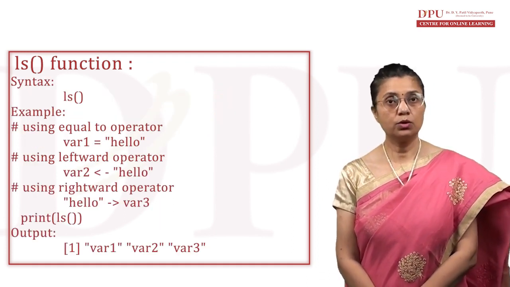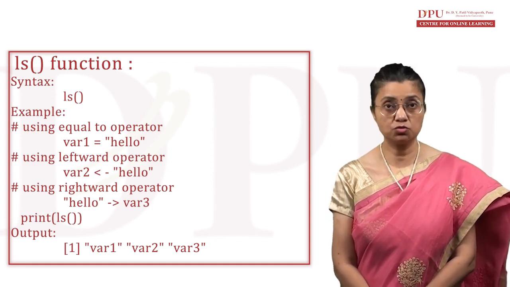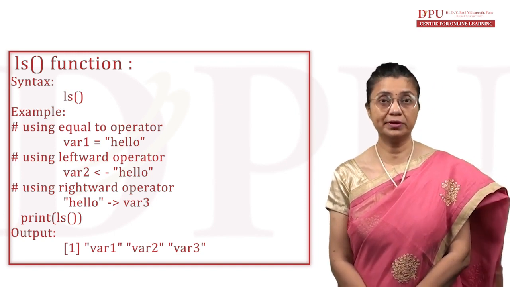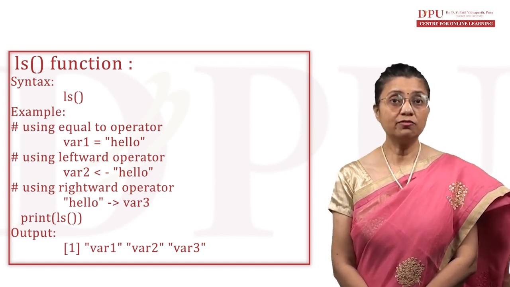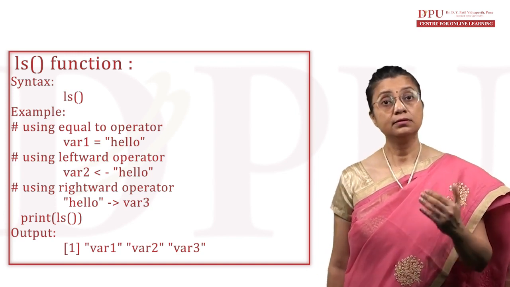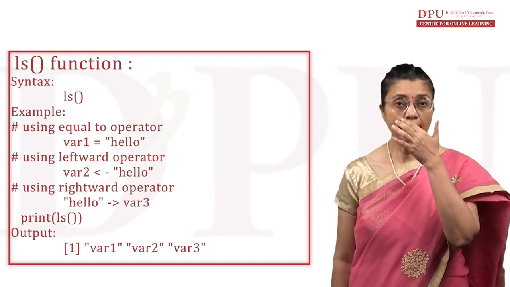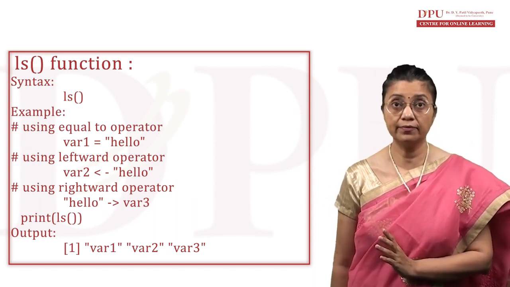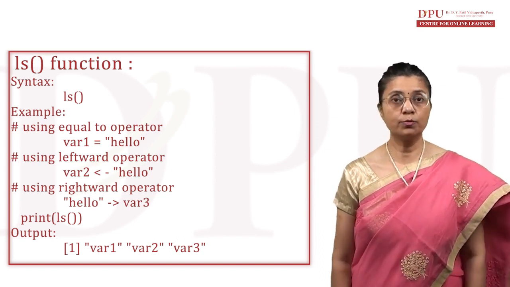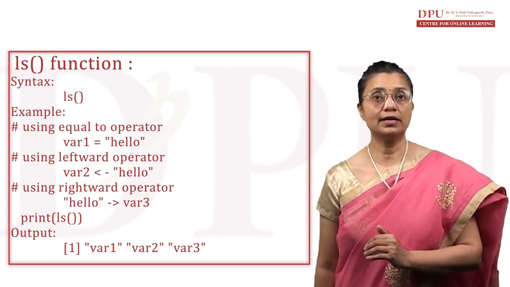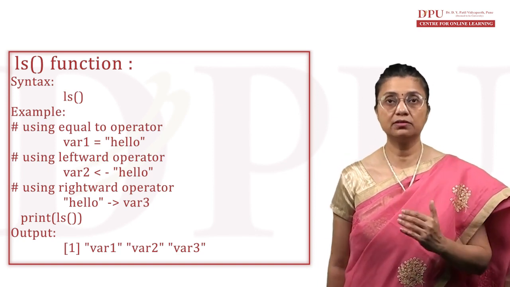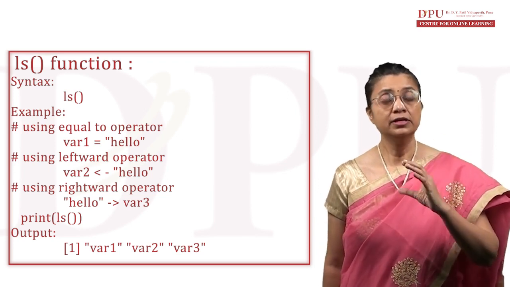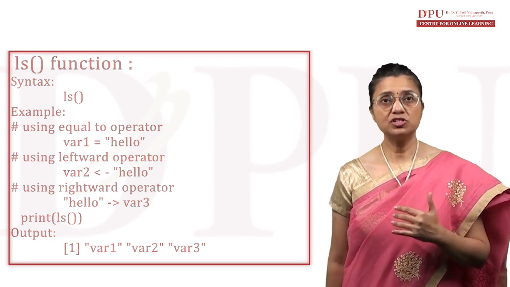Example is using the equal to operator. If I write var1 equals hello, if it is a leftward operator, var2 equals hello. If it is a rightward operator, hello equals var2 and var3. And I write print ls. Now what I'm doing over here, I'm writing print ls, which means print the list of all the variables which are there in the workspace. So you can see the output over here: var1, var2 and var3. So there are three variables in the workspace, and I'm working on three variables. The moment I write ls, I'm just printing the list of variables on which I'm working.